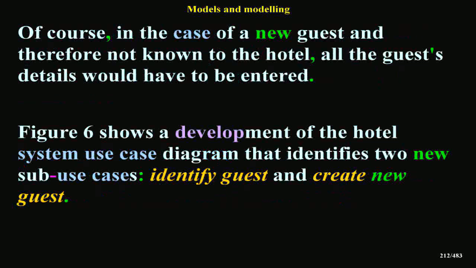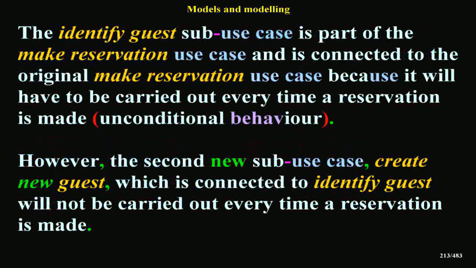Figure 6 shows the development of the hotel system use case diagram that identifies two new sub-use cases: Identify Guest and Create New Guest. The Identify Guest sub-use case is part of the Make Reservation use case and is connected to the original Make Reservation use case because it will have to be carried out every time a reservation is made: unconditional behavior. However, the second new sub-use case, Create New Guest, which is connected to Identify Guest, will not be carried out every time a reservation is made.